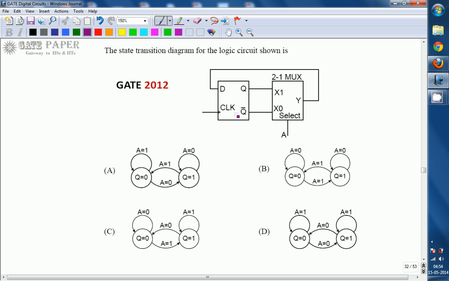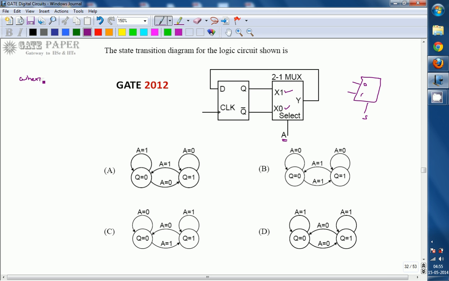A is the select line. If A is equal to 0, x0 will be selected. Whenever A is equal to 1, x1 will be selected. Don't get confused. Generally we write the 2 to 1 multiplexer with S and inputs 0 1, but here it was given as 1 0 to confuse. So whenever A is equal to 1 the above line is selected, and whenever A is equal to 0 the below line is selected. With that, we can write the equations.